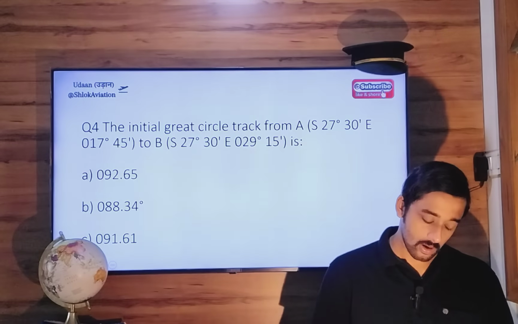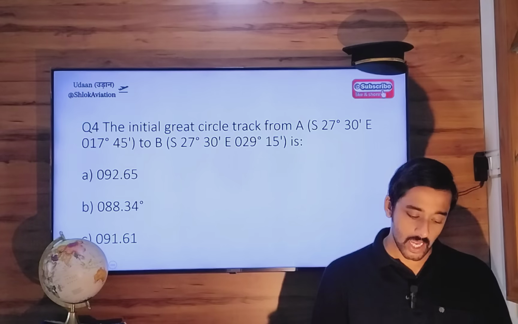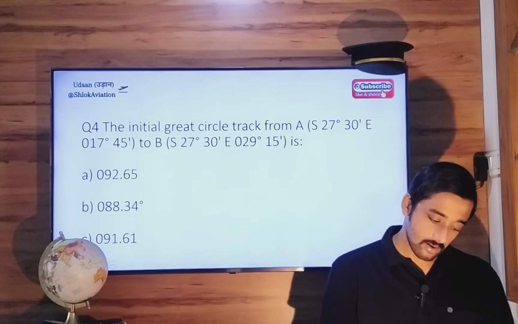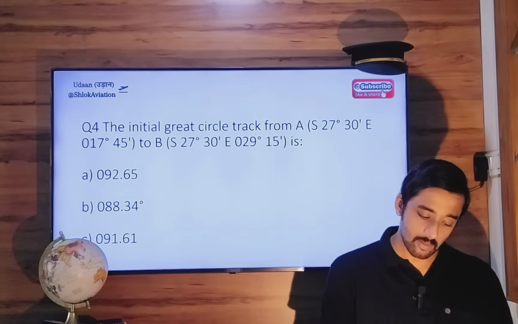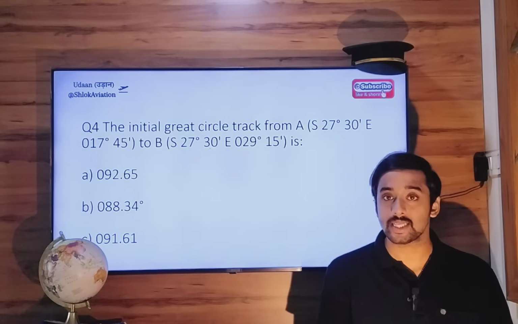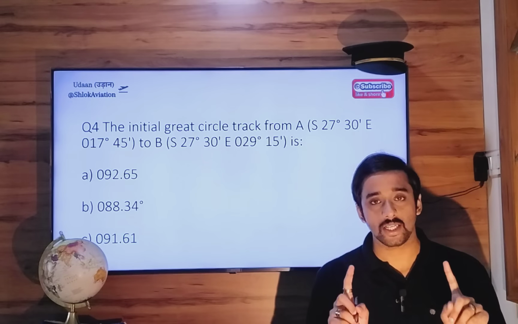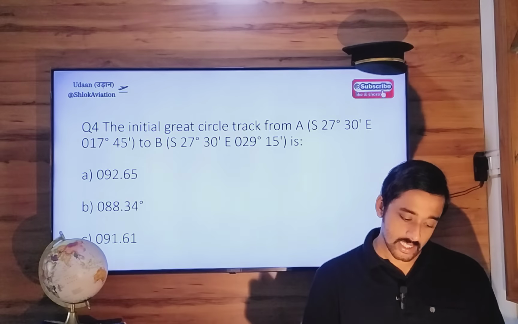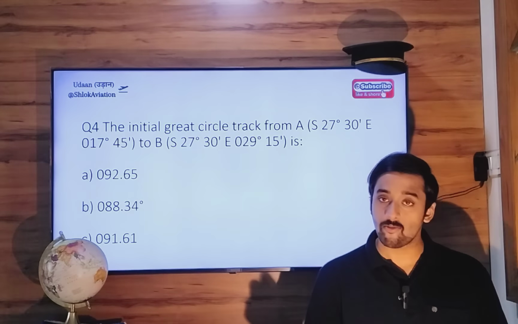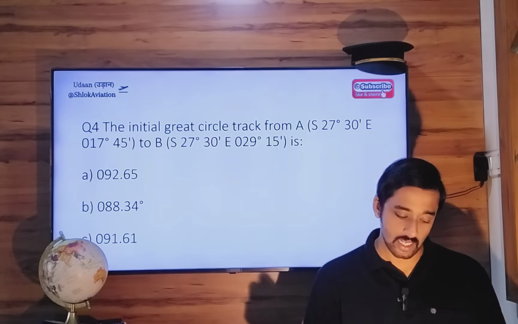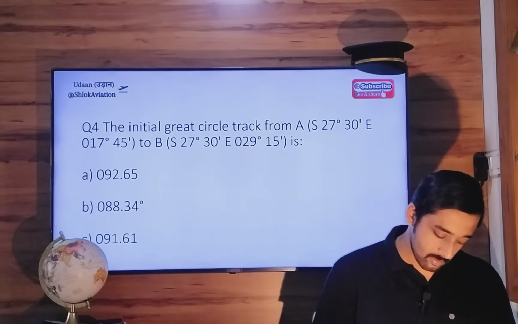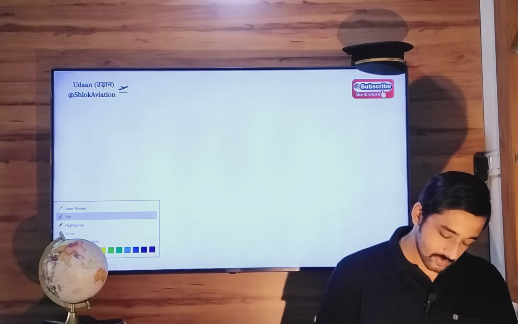Next, question number 4. The initial great circle track from A to B is what? Now A is at 27 degrees 30 minutes south. Bravo is also at the same latitude. That means both locations are at the same latitude. One is in the eastern hemisphere, 17 degrees 45 minutes. Another is also in the eastern hemisphere, 29 degrees 15 minutes. So let's draw this.